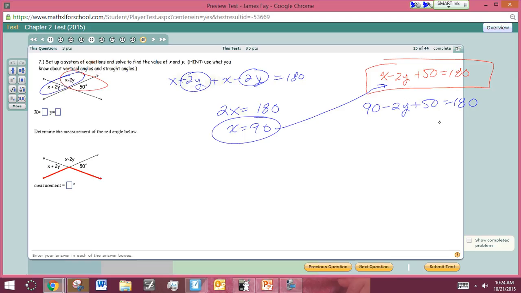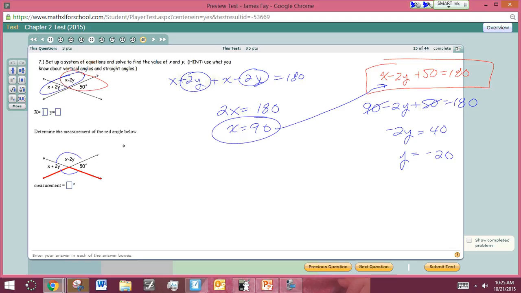90 plus 50 is 140, so I get negative 2y is equal to 40 when I move those over. So those come over here, give me the 40. I will then divide by negative 2, and y ends up giving me negative 20. Now all I have to do down here is to find this red angle. Well, that red angle is vertical to that angle.